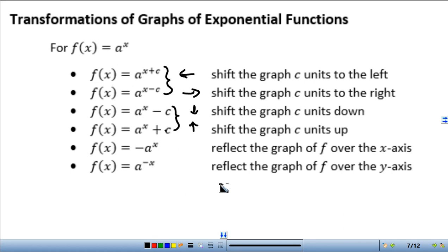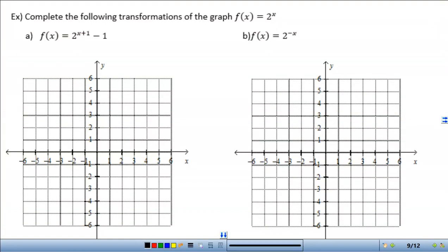And then you have a reflection over the x-axis. And that's when you just take the negative of whatever the exponent is. Or sorry, the negative of the entire, I don't know what to call it, function. Or you reflect over the y-axis. And that's when you take the exponent and you negate it. So let's actually see some examples, shall we?